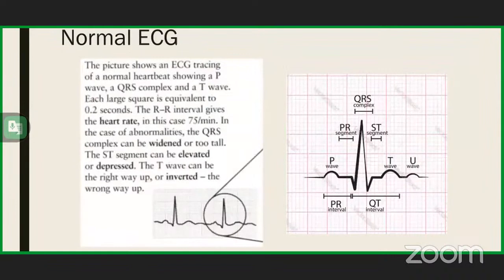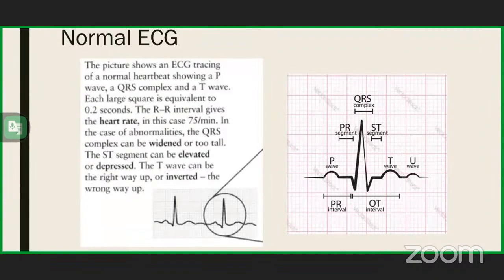The normal ECG, as we all know, is this trace. We have the practice on this. And in black and white, we can see the specific vocabulary about it. So we can check that, at the beginning, each large square is equivalent to 0.2 seconds. The RR intervals give the heart rate. In this picture, the one with the circle is 75 per minute.